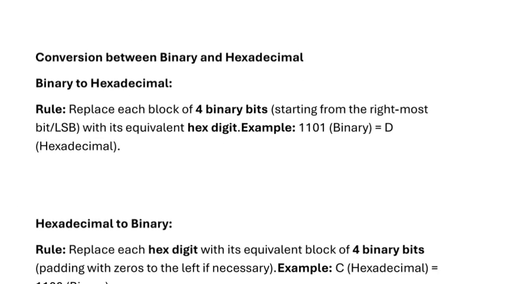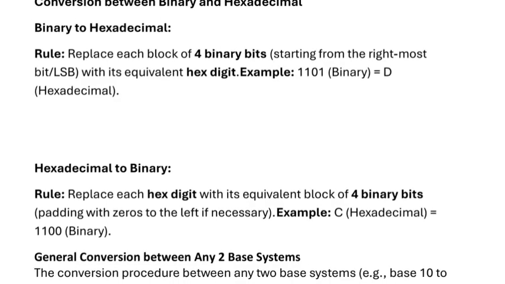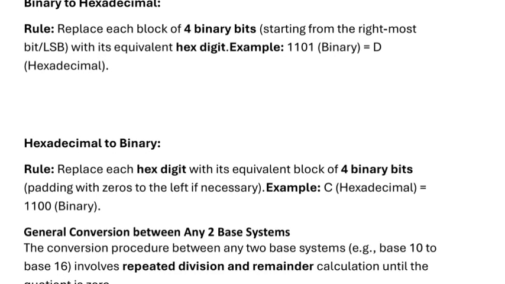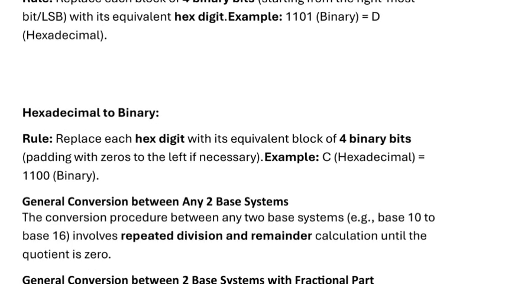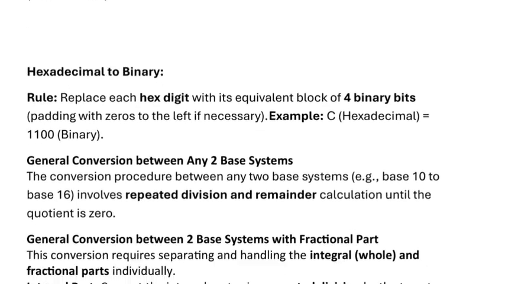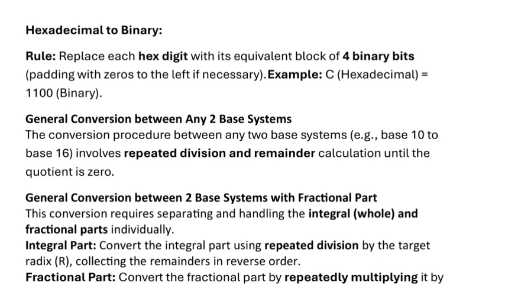Conversion between binary and hexadecimal. Binary to hexadecimal, rule: replace each block of 4 binary bits, starting from the rightmost bit/LSB, with its equivalent hex digit. Example: 1101 binary equals D hexadecimal. Hexadecimal to binary, rule: replace each hex digit with its equivalent block of 4 binary bits, padding with zeros to the left if necessary. Example: C hexadecimal equals 1100 binary.